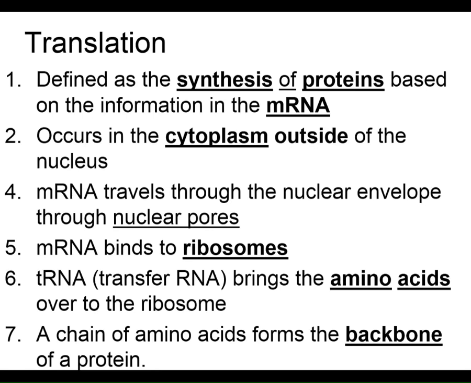Those ribosomes are going to be floating around in the cytoplasm, and there have to be amino acids out there as well. Now here's a new player that I haven't introduced yet, tRNA, transfer RNA. It's another type of RNA that will be important in making proteins, and I'll get to that in a moment. And then eventually we make that long chain of amino acids, which is the backbone or the core of the protein.